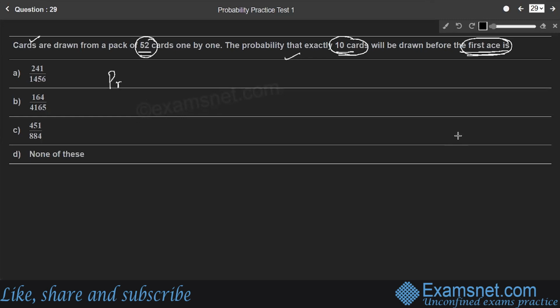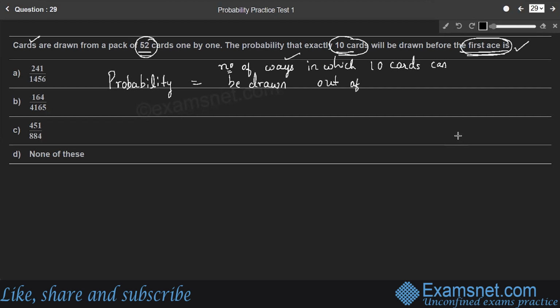So we'll write the probability first. The required probability is equal to the number of ways in which 10 cards can be drawn out of, when aces are removed. So how many aces will be there in a pack of 52 cards? It contains 4 aces, right? So when 4 aces are removed, 48 cards will be remaining. So out of 48 cards, in how many ways can 10 cards be removed? That is the favorable outcome.